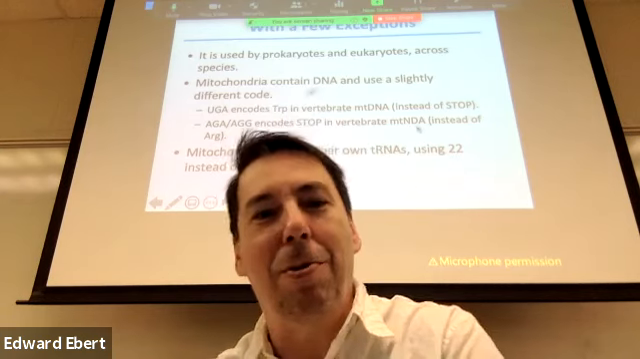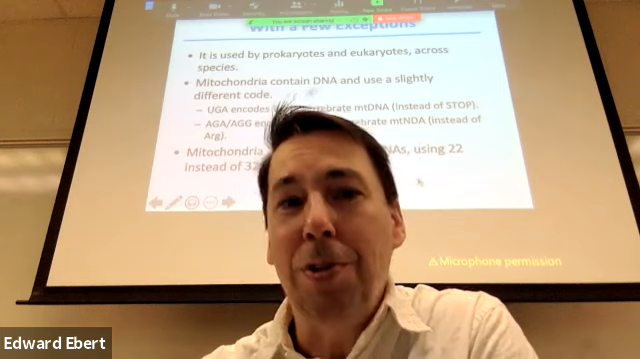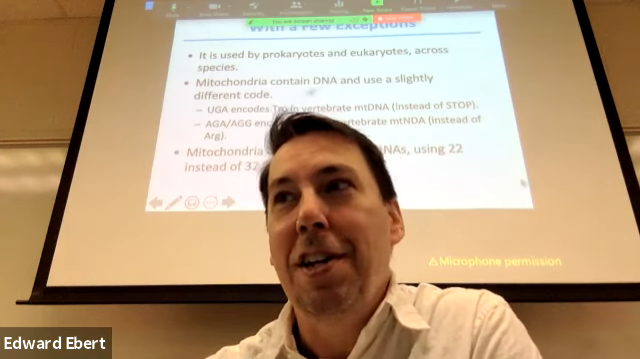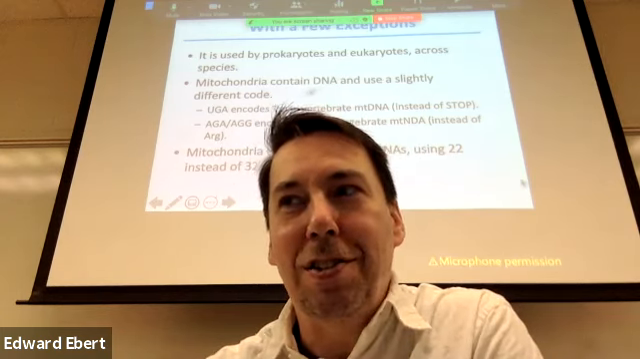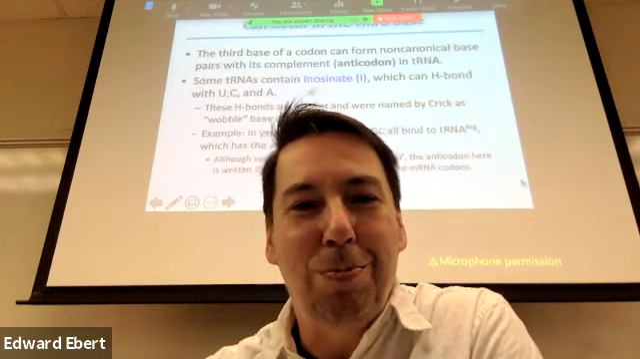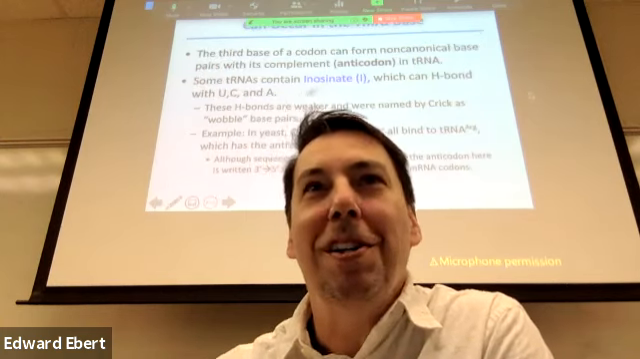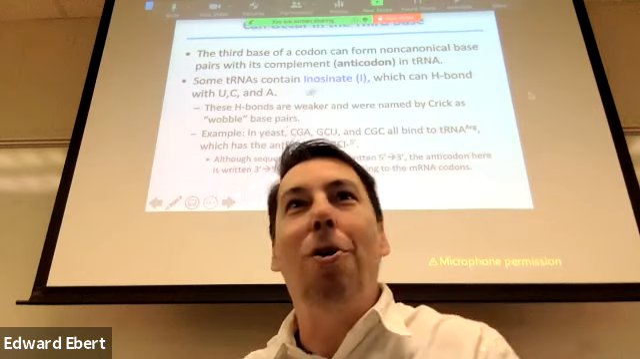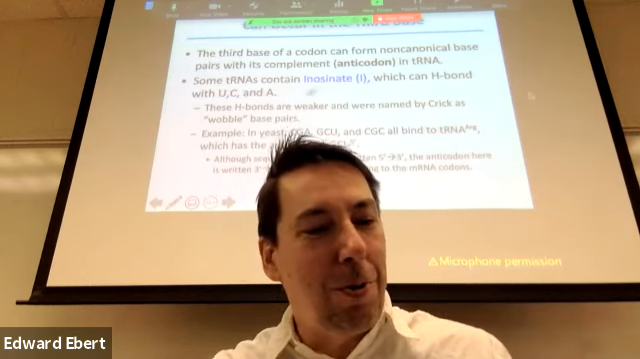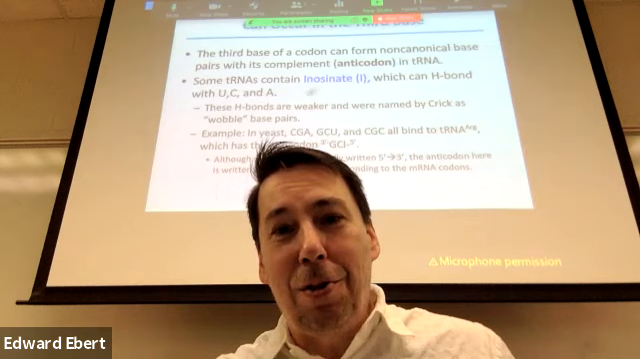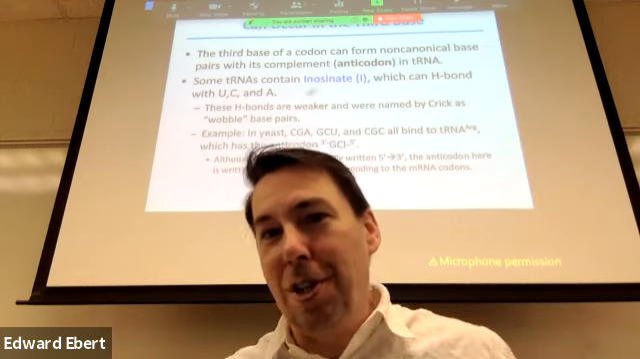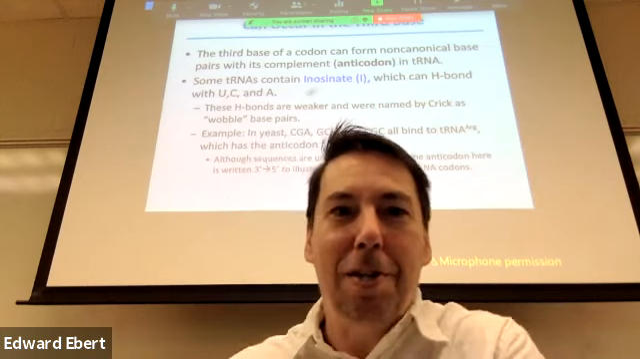That's a nice little typo in there. Mitochondria also have their own tRNAs. They use 22 tRNAs instead of 32, so little differences in there. So mitochondria is the exception, but all organisms, if you look at their nuclear DNA, all the codons that are produced there are the same across species. So it's kind of neat.